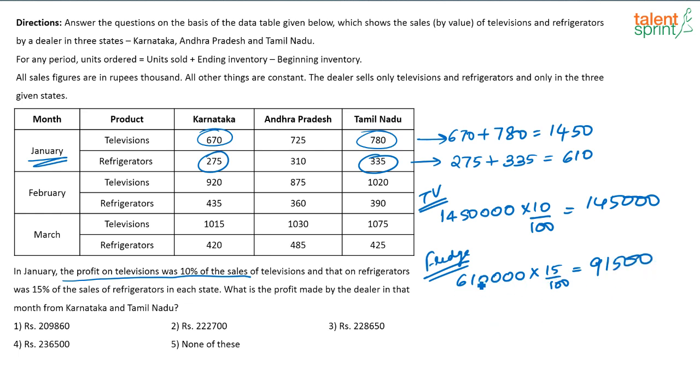See, 10% of this is 61,000, right? What is 5%? 30,500. Add that, that is 91,500. Now what is the question? What is the profit made by the dealer? So what is the total profit? Add these two.